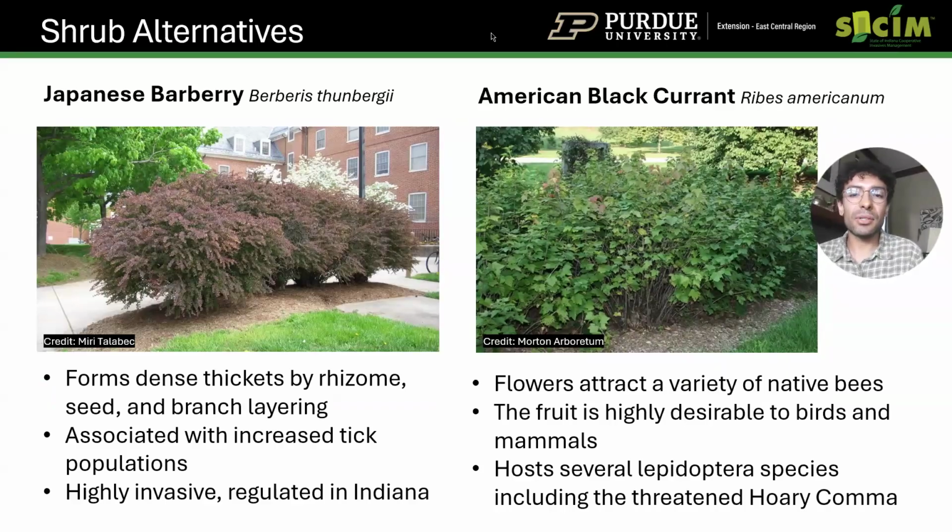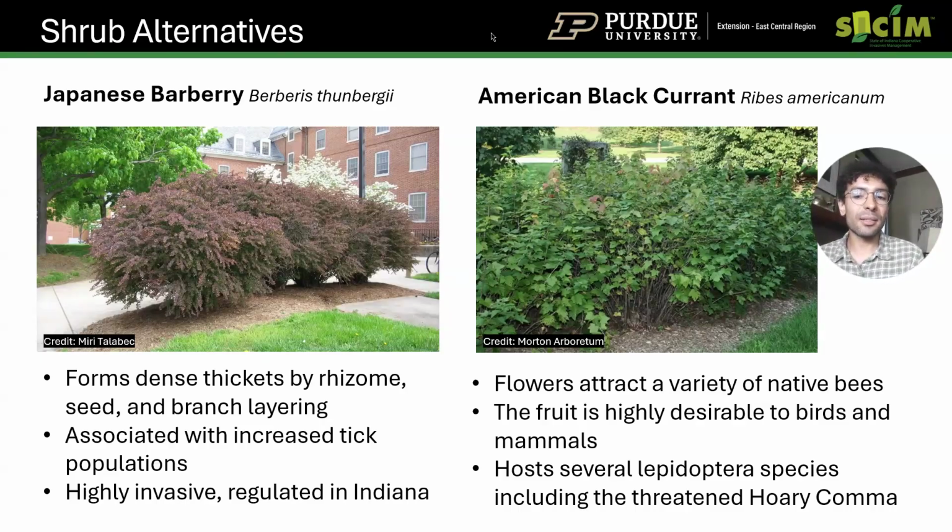Next up, we have the Japanese barberry. This is another regulated species in Indiana. It forms really dense thickets, and the thorns are really pretty gnarly. And it's able to form by roots, seed, and also branch layering. So if just one tip of one of the branches touches the ground, it will root and it just kind of keeps sort of leapfrogging through the woods. So it's able to spread very quickly.